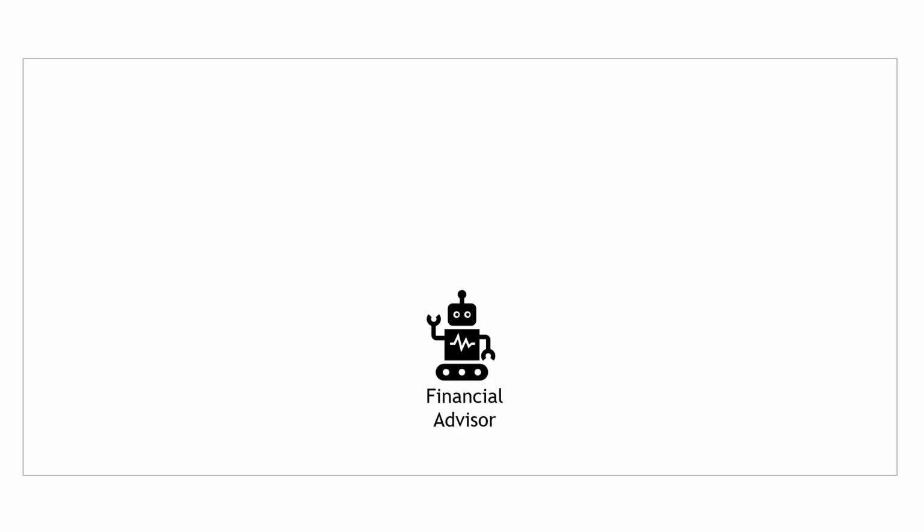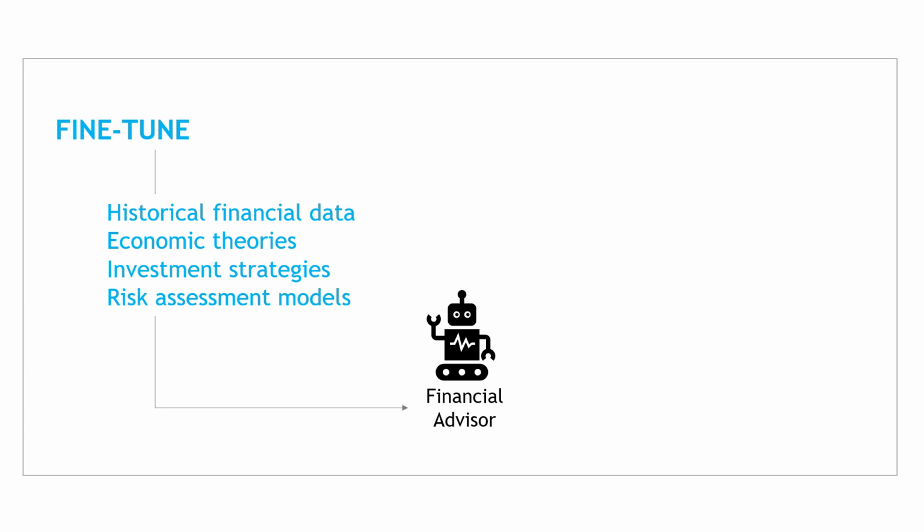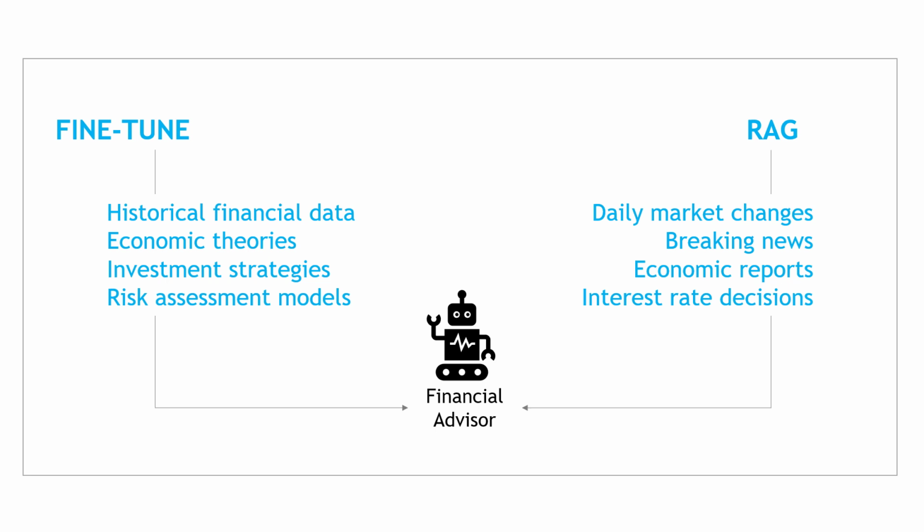Say, for example, you have an AI-powered financial advisor. You would fine-tune the model on historical financial data, economic theories, investment strategies, different risk models. So the model just has a good baseline understanding of the financial world. And then for RAG, you could feed in daily market changes, breaking news, the latest economic reports, interest rate decisions, geopolitical events, those kinds of things. Things that are changing more frequently.